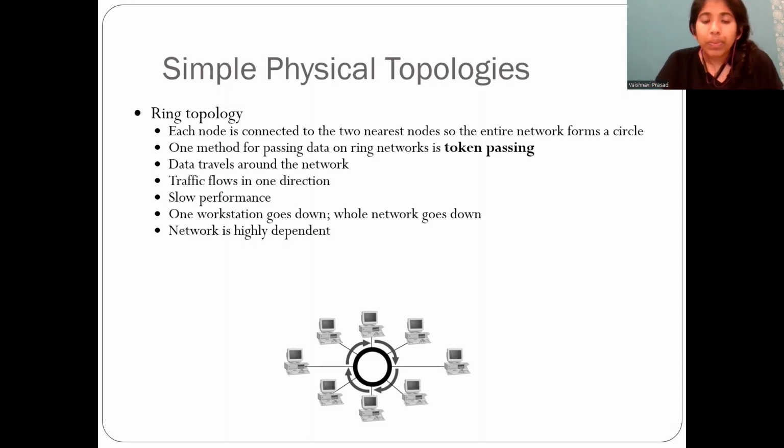That's how this works. Data travels around the network. Traffic flows in one direction. Since it is a ring topology, traffic can flow only in one direction, and it has very slow performance. If one workstation goes down, the whole network goes down. The network is highly dependent. Since this is a ring topology, if one system fails, it affects all the other systems in the topology, because it is formed in a circular fashion and the network is highly dependent on each other.